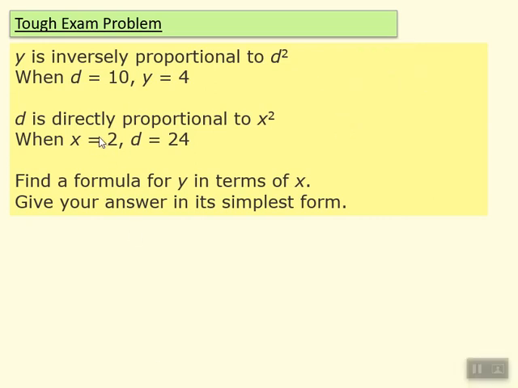Okay, so let's have a go at this question then. It's probably best to do it as a step-by-step thing. So what I'm going to do is look at the first two sentences and try and make a formula with Y and D involved. Okay, so what it says is Y is inversely proportional to D squared. That means Y is equal to something divided by D squared.